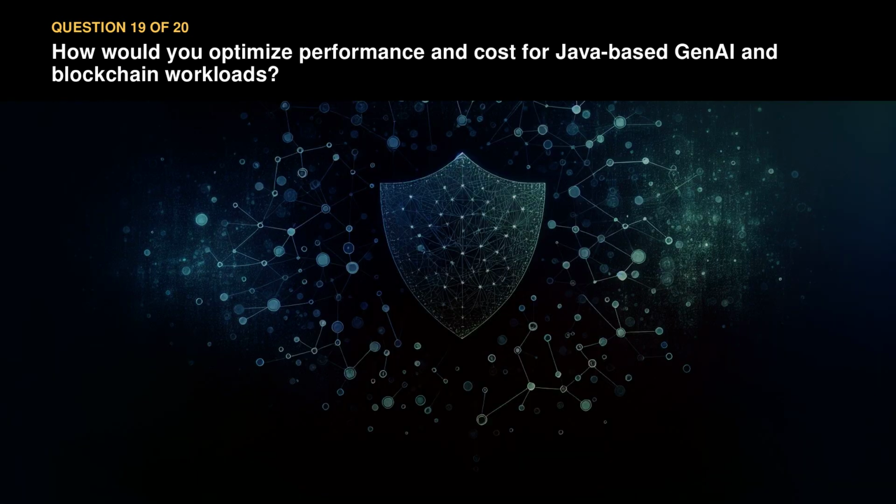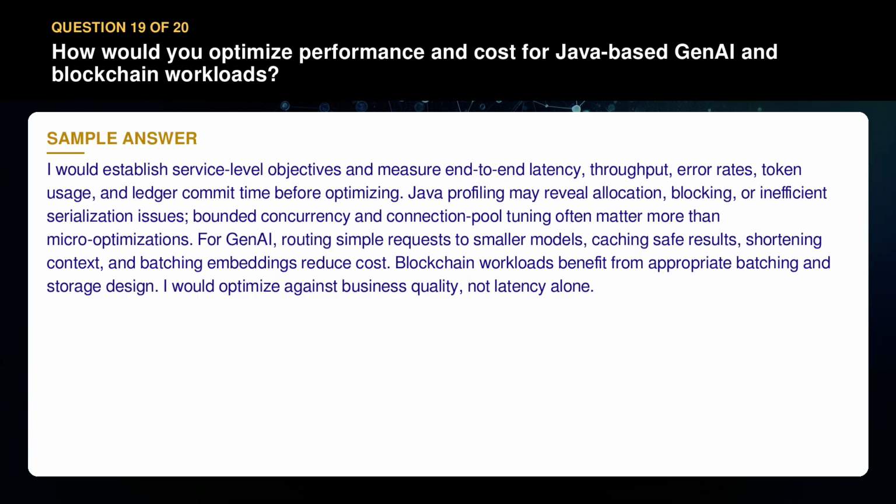Question 19. How would you optimize performance and cost for Java-based GenAI and blockchain workloads? I would establish service-level objectives and measure end-to-end latency, throughput, error rates, token usage, and ledger commit time before optimizing. Java profiling may reveal allocation, blocking, or inefficient serialization issues. Bounded concurrency and connection pool tuning often matter more than micro-optimizations.